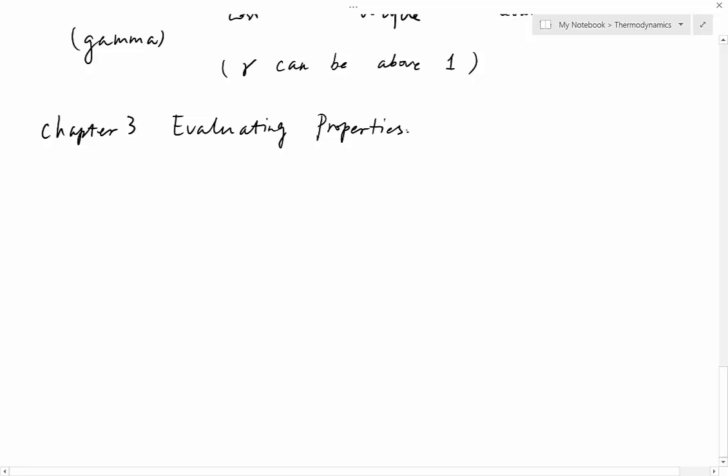When you describe something, we have to use properties. So for example, when you describe an engine, you have to use mass, you have to use length, you have to use volume. Those are all properties. Pressure and temperature are also properties. You have to use those properties to describe the state. Okay, so in this chapter, we just focus on properties and how you look for them and how you use them. Okay, the first one is introduction.